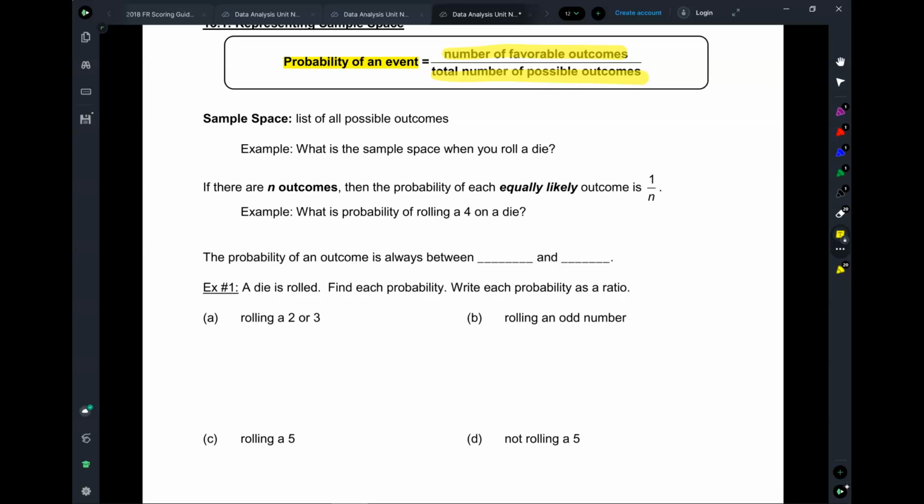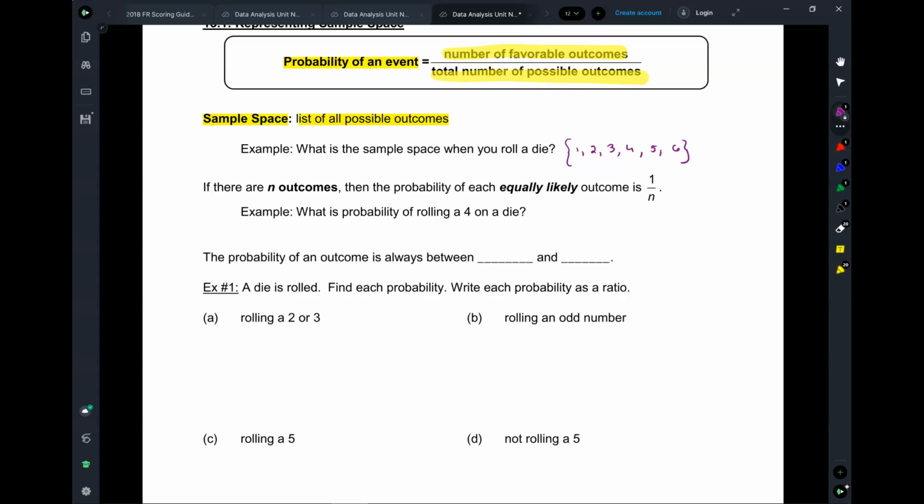Okay. So let's talk about some vocabulary first. A sample space is the list of all possible outcomes. So when you roll a die, you can get 1, 2, 3, 4, 5, 6. That's the sample space. So it's basically what are all of the possibilities when you roll a die. We put those in curly brackets. That's how in math you describe a set of numbers.